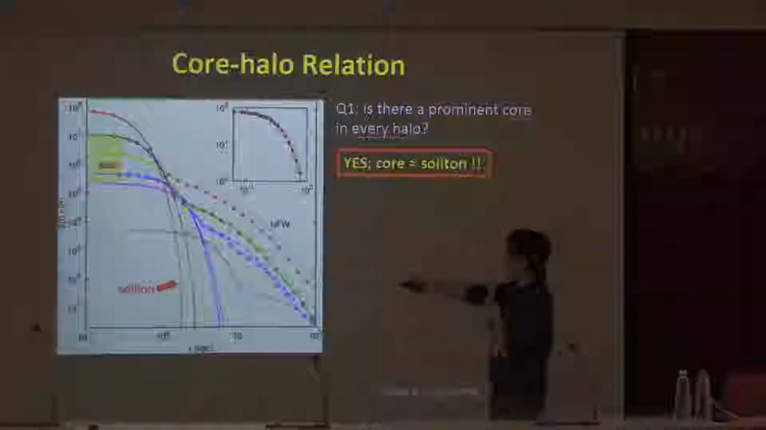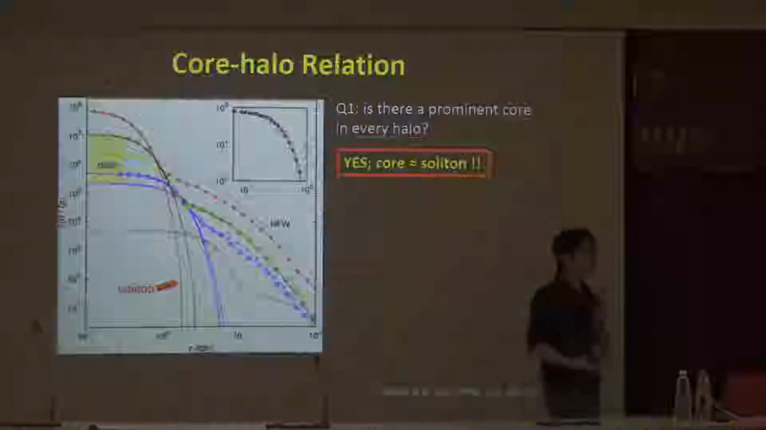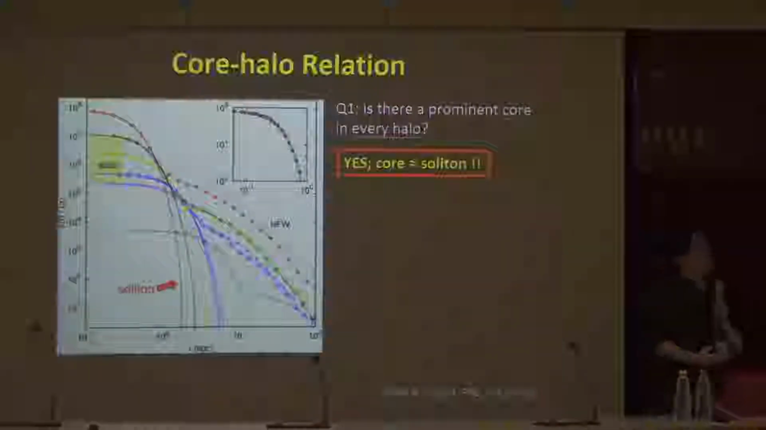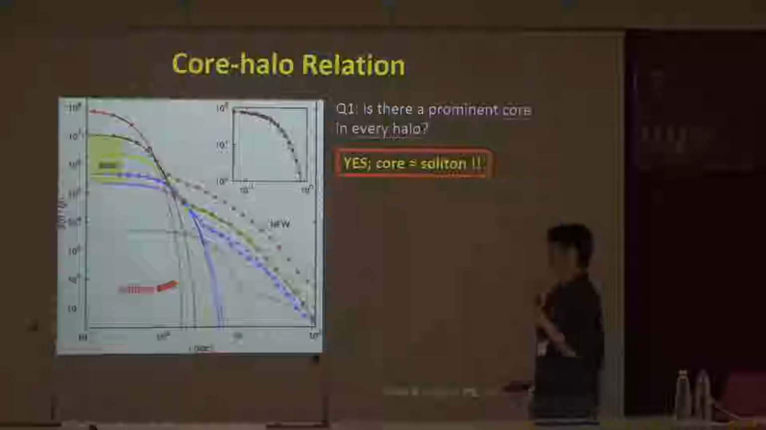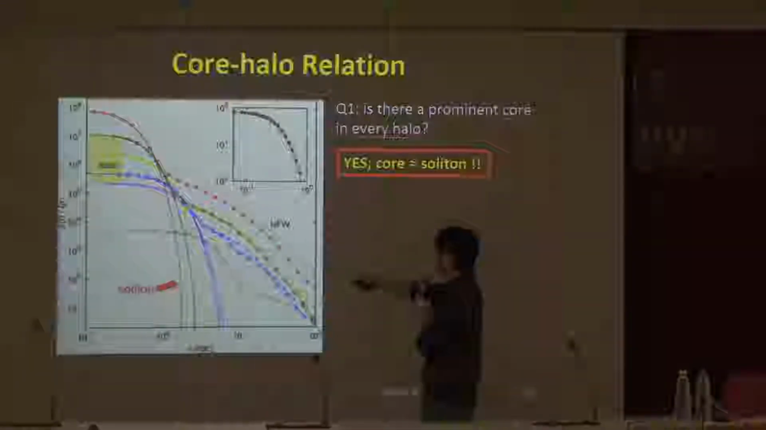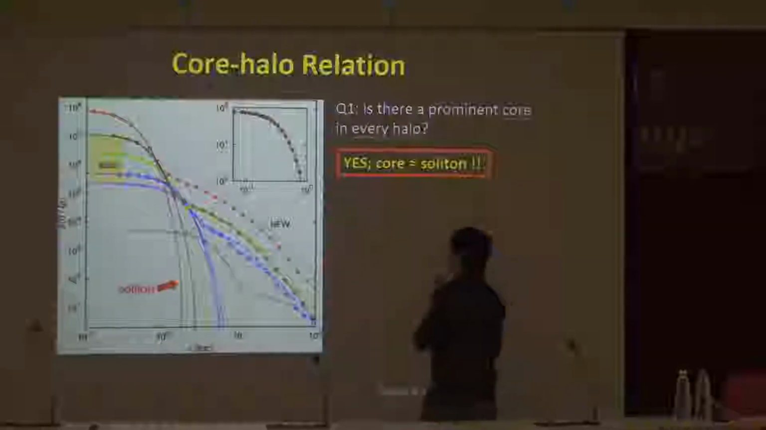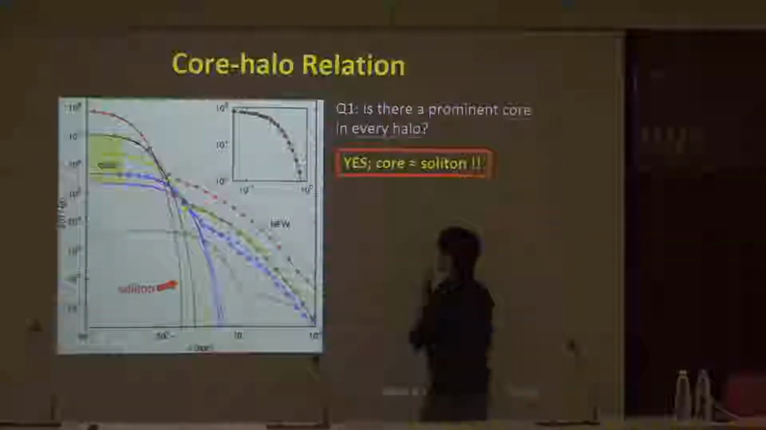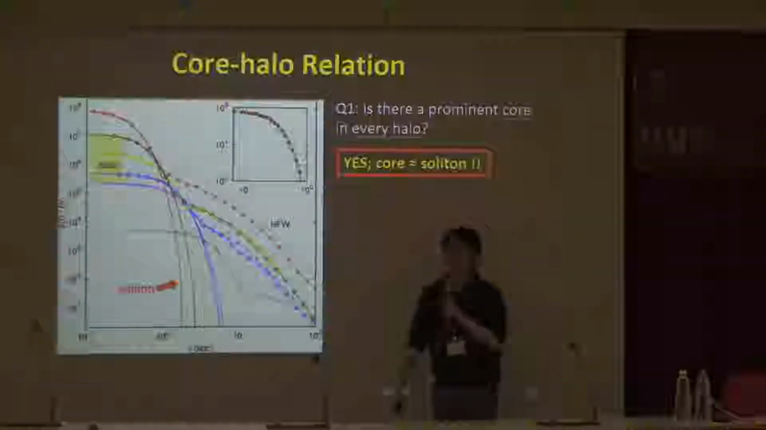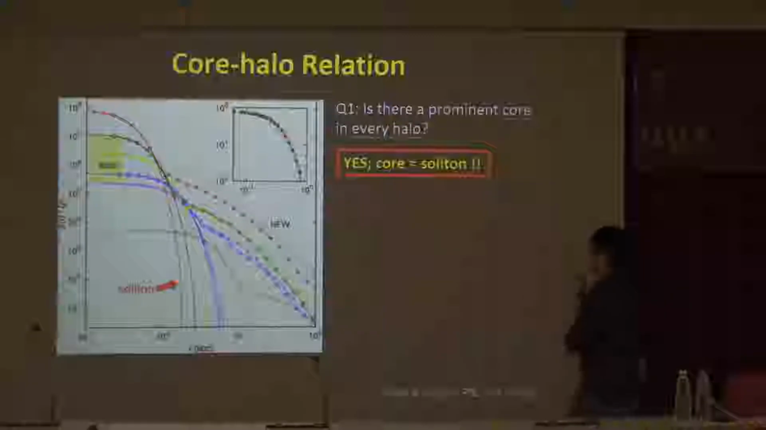Moreover, we found that these constant density cores are actually solitons. Solitons are the isotropic, non-dispersive ground state solution of the Schrodinger-Poisson equation. We found that this core profile can fit very well with this theoretical soliton solution. Here, the black data points are numerical simulation results. The red line is the analytical soliton profile. They fit very well with each other.